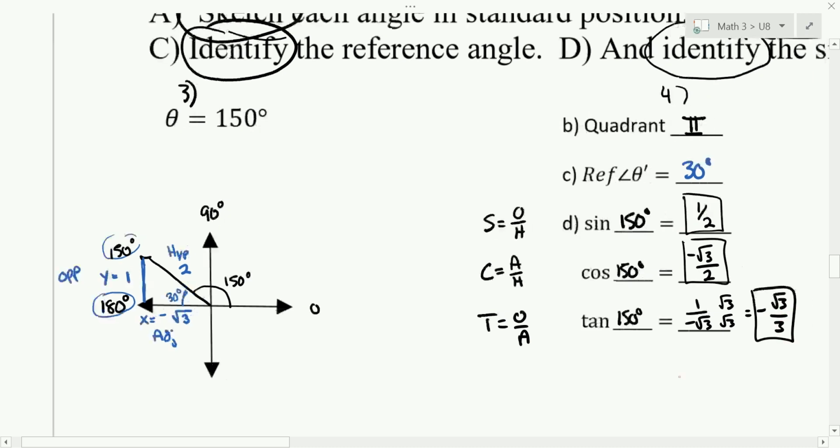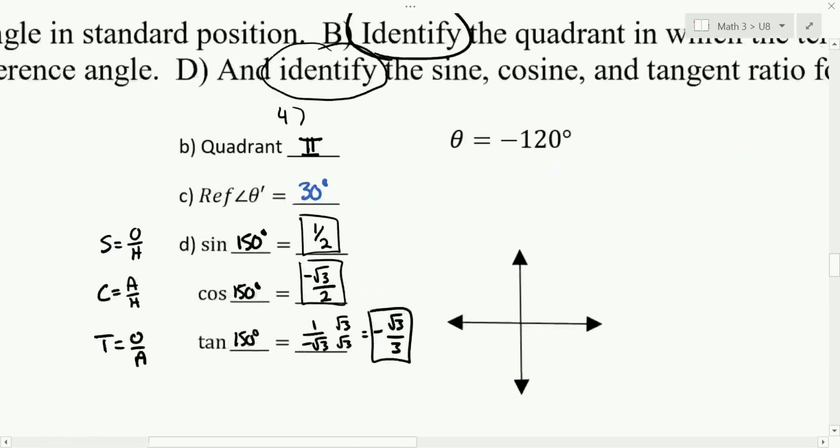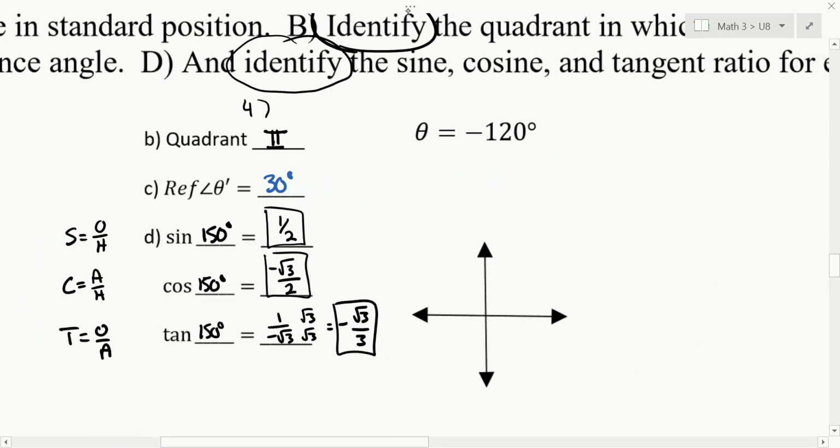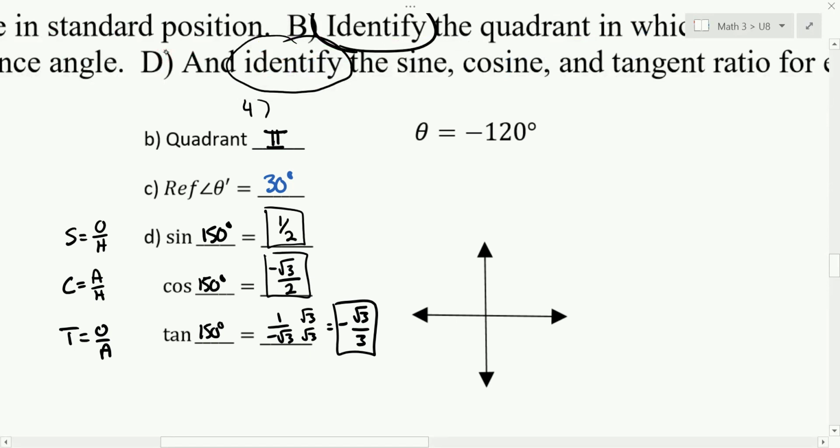No, you just multiply. You want to rationalize your denominator. So you could. You'll end up with the same thing though. Yeah. Okay. So that's the process. This last step, part D, is the new part for us. Let's try it again with negative 120 degrees. Go ahead and find negative 120 degrees, find its reference angle, find the quadrant it's in, because that's what you did for homework.